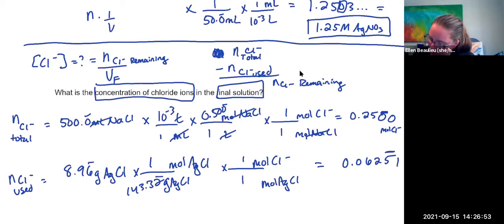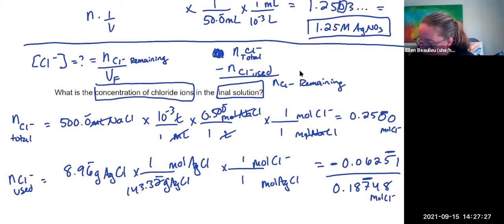I have 3 sig figs in this, so this is significant to the thousandths place. This is significant to the ten-thousandths place. I can only be significant to the thousandths place. I'm going to subtract this tiny number from that bigger number, and I get 0.18748, but I'm only significant to that least certain place value, the thousandths place. But this is how many moles of chloride remain.